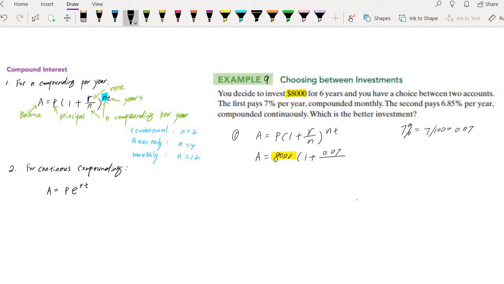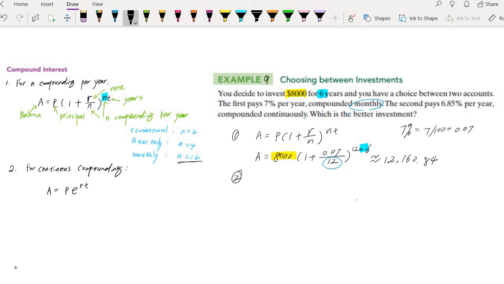For the n, we're talking about compounded monthly, so our n is 12. And then t, in this case, we're trying to invest this for 6 years. Once you have this, the rest is just simplifying. Again, use your calculator to help you. You're going to get $12,106 and 84 cents. So that is for the first investment account.